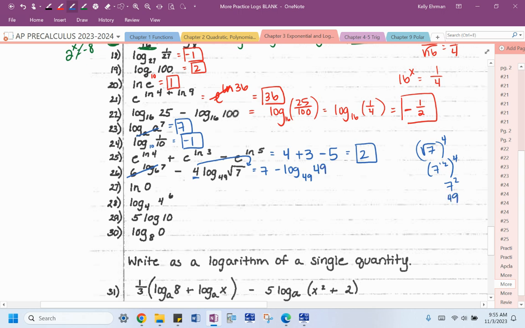So that was just me applying this 4th power, going from there. And then it's easy. Log base 49 of 49 is 1. 7 minus 1 is 6. So kind of a tricky problem.